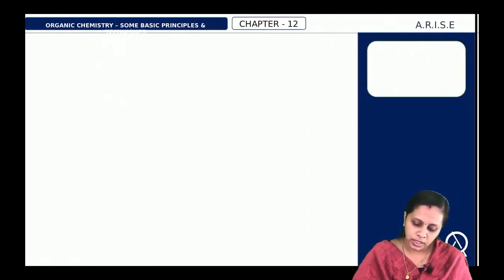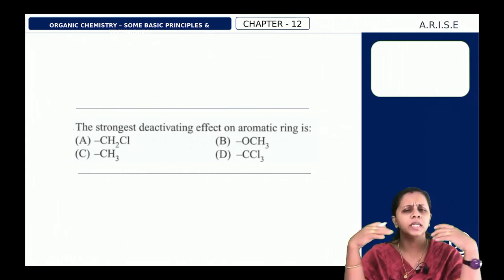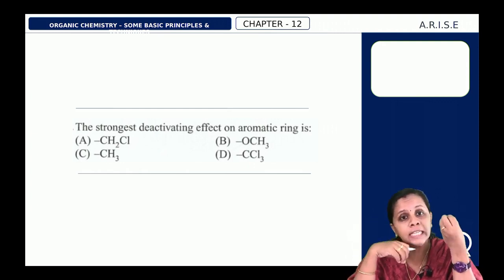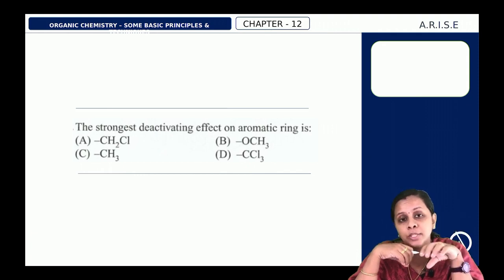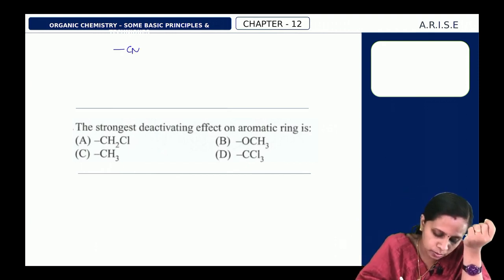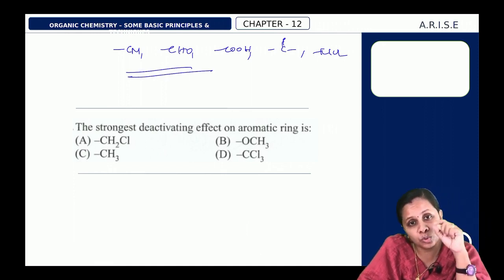Now moving on to the next question. The strongest deactivating effect on aromatic ring. So what are deactivating groups and what are activating groups? Deactivating groups mean groups which pull the electrons from the benzene ring when attached to it. I already said in the theory class that all the meta-directing groups are deactivating groups. So which are the meta-directing groups? CN minus, CHO, COH, C double bond O, NO2, all these groups are meta-directing groups, and when these groups are attached to the benzene ring, they pull the electrons of the benzene ring. Such groups are known as deactivating groups.